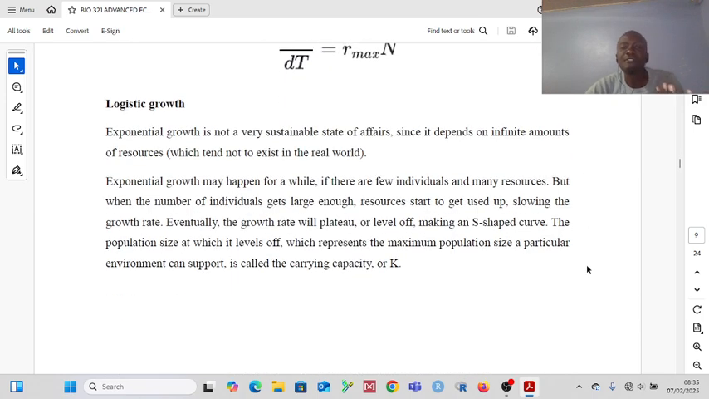But when you look at logistic growth, the growth will begin when there are few individuals. They will increase because there is not enough competition. But as the resources begin to get used up, the growth rate begins to slow down.